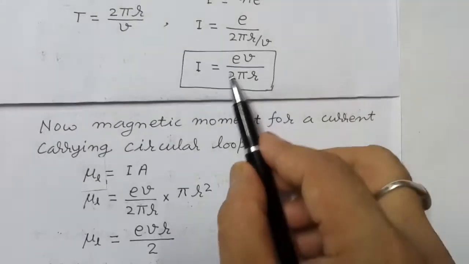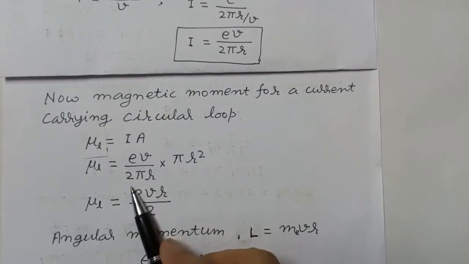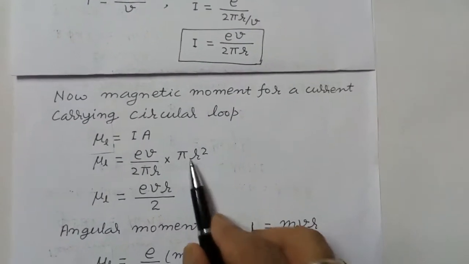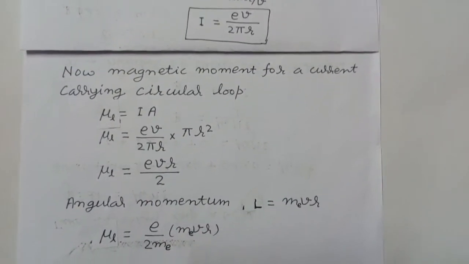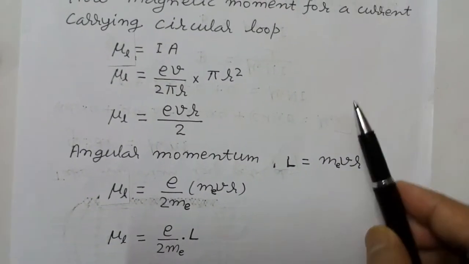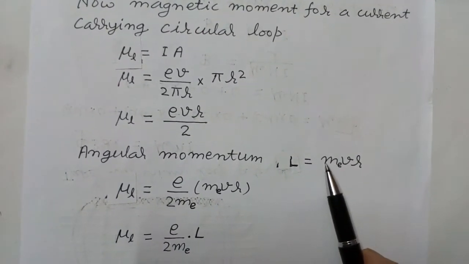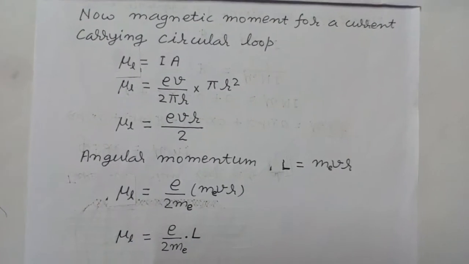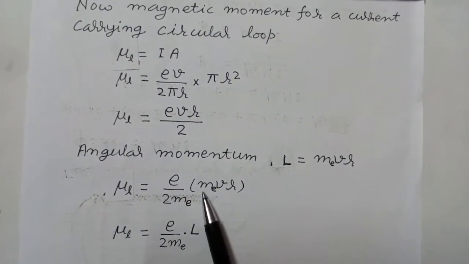Now we know that I is equal to ev upon 2 pi r. So this is equal to ev upon 2 pi r into pi r square, because area of the circle is pi r square. So mu L is equal to evr upon 2. Now let mass of electron be me. So its angular momentum will be equal to me v r. So mu L is equal to e upon 2me into me v r.